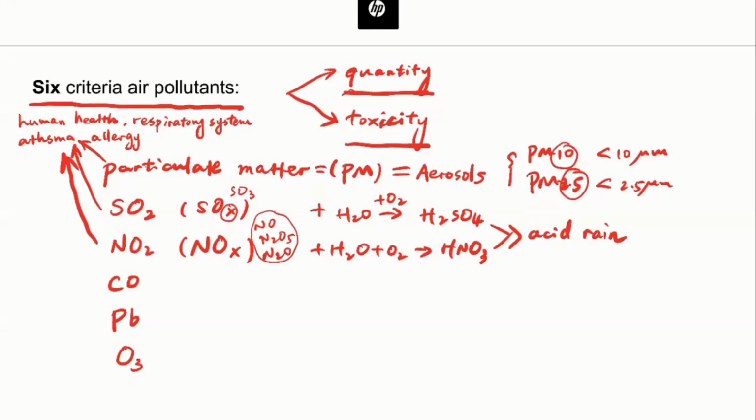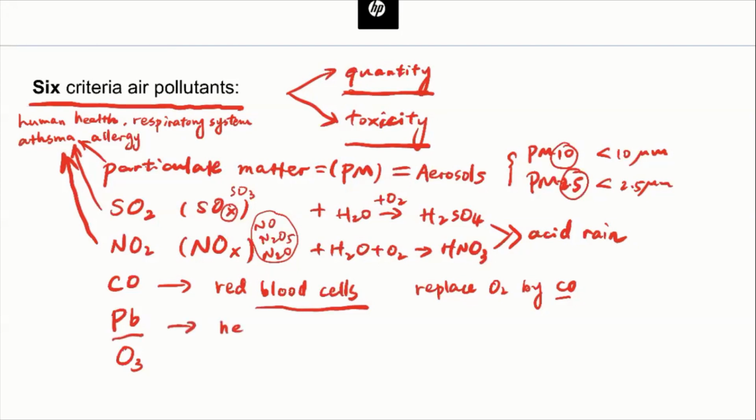So it's not going to cause these allergies, but what it really does is it's going to combine with our red blood cells. So we know that the red blood cells carry oxygen to our human body, right? So once these cells are exposed to carbon monoxide, it's going to replace the oxygen with carbon monoxide. So instead of transporting oxygen molecules, the red blood cells are going to carry carbon monoxide, and we know what's going to happen, right? So basically our cells are going to break down. And in terms of lead, it is one type of heavy metal.